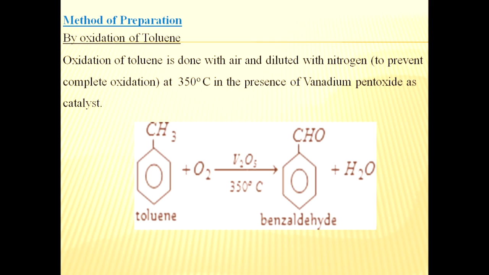Now, if you see the preparation of benzaldehyde, it can be prepared from the oxidation of the corresponding toluene. Toluene is methyl benzene. When toluene undergoes oxidation in the presence of air, diluted with nitrogen to prevent over-oxidation, at 350 degrees in the presence of vanadium pentoxide as a catalyst, it converts into aldehyde and gives water. So the methyl group is converted into an aldehyde; it is an oxidation reaction.